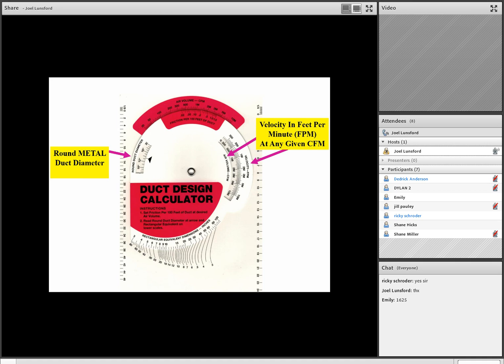So if I take velocity, 700 feet a minute on our duct calculator, and 1,000 CFM, somebody help me out. What size round metal duct would I have to have at 700 feet a minute velocity and 1,000 CFM? Unmute your mic and somebody answer that for me, please.